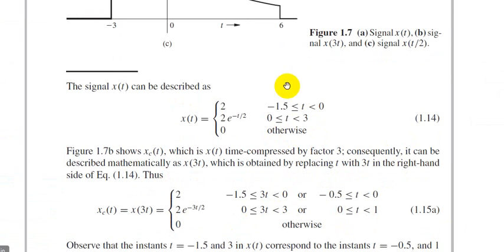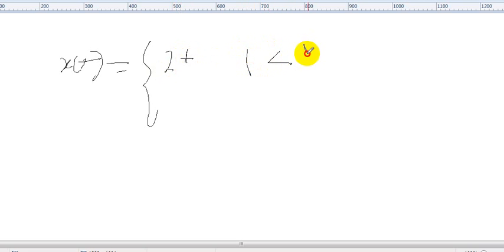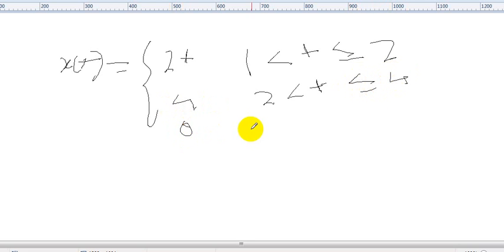Let's do a problem. For example, this is x of t equals 2t for 1 less than or equal to t less than or equal to 2, and 4 for 2 less than t less than or equal to 4, and 0 otherwise.